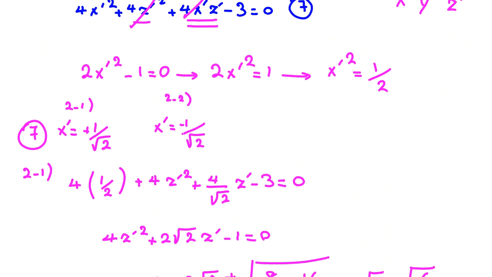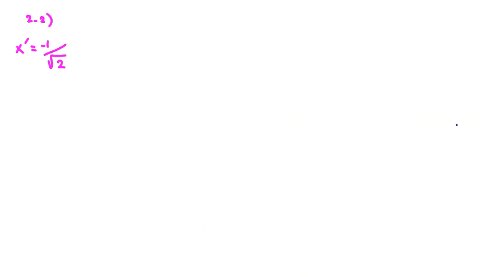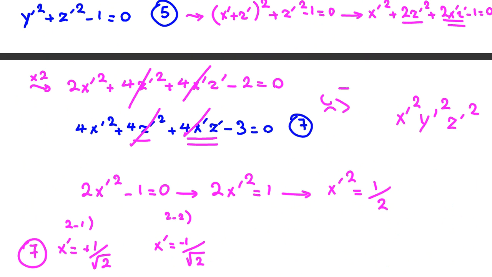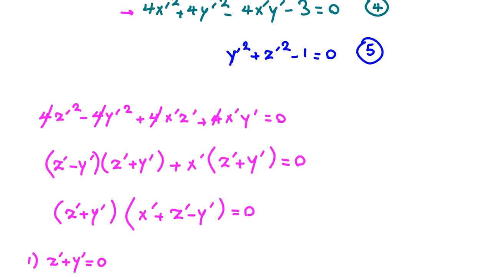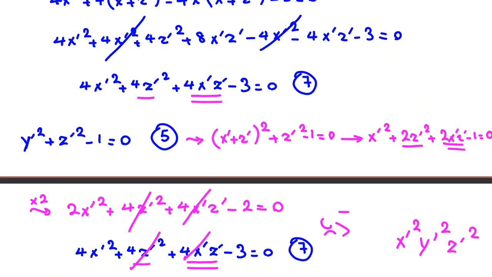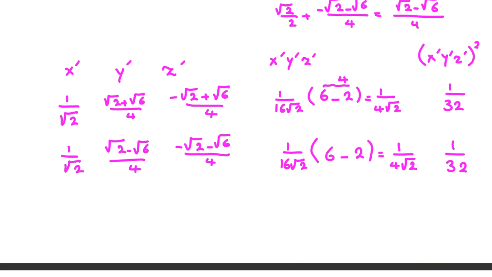We've checked case 1 that x prime is this. Now let's check case 2, that x prime is negative 1 over root 2. In this case, x prime is this. I want to calculate again other parts here. For example, let's see x prime, y prime squared. And we have these cases. So let's see seventh case.